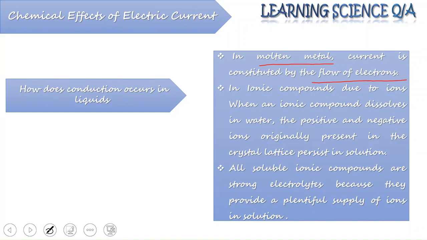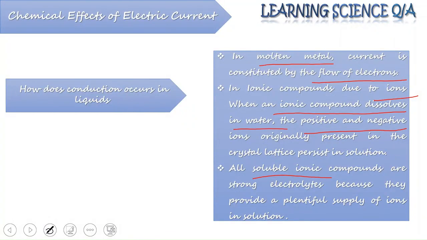In ionic compound, due to ions, where the ion dissolve in water and the positive and negative ion which are actually present in the solid are now present in the solution. Similarly, when these solids are dissolved in a liquid, in that case the solid ionic compound act as a strong electrolyte because their ion can be present in the solution form.